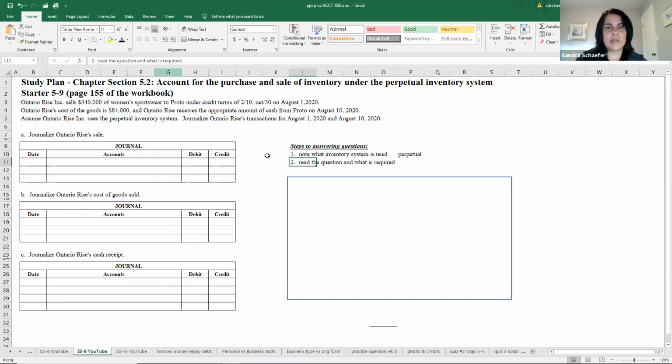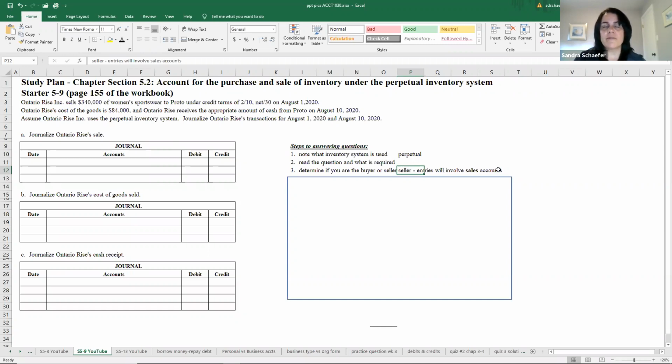The second thing to do is to read through the question and what is required for journalizing entries. And the third step I usually like to ask is, in this transaction, or when I'm recording these journal entries, am I the buyer or the seller? Because that will determine what types of entries are being done. In this question, it is important to note that as Ontario Rise Inc., we are the seller. We are selling sportswear. We are the seller in this transaction.